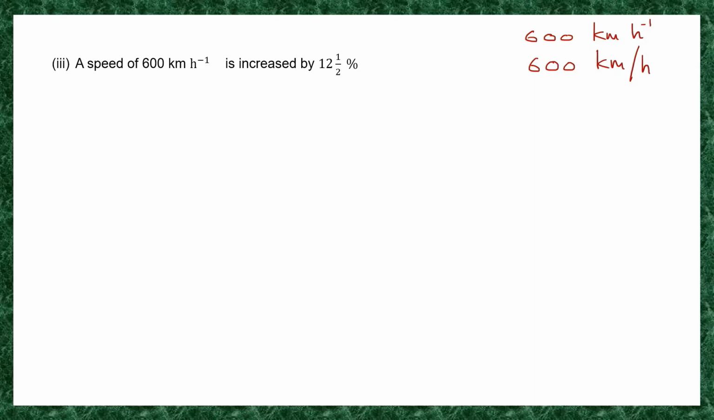Okay. Now, first let's find out 12 1/2% of 600 kilometers per hour. So before we do that, let's convert 12 1/2 to an improper fraction to make our working easier.